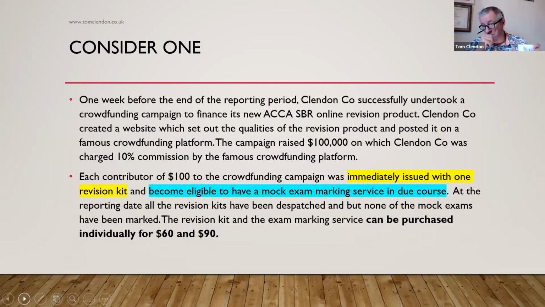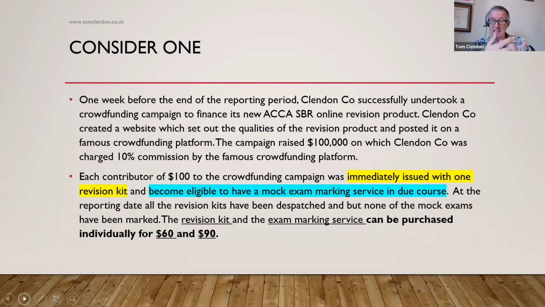It's both. If you did FR, you would have learned this, but not in the context of crowdfunding. It would have been a little multiple choice question. So let me think about constructing an explanation for the answer. Basically, there's one lot of money being received for two performance obligations. One performance obligation has been met in full, which is the kit, and one has not been met, which is the exam marking service.